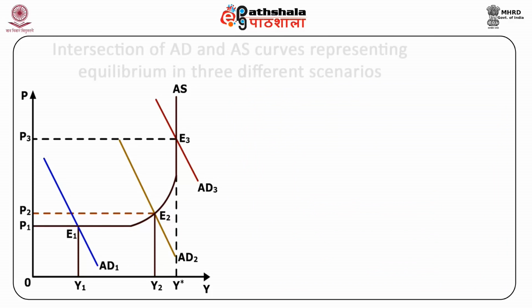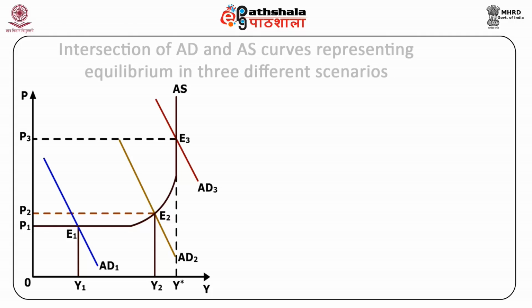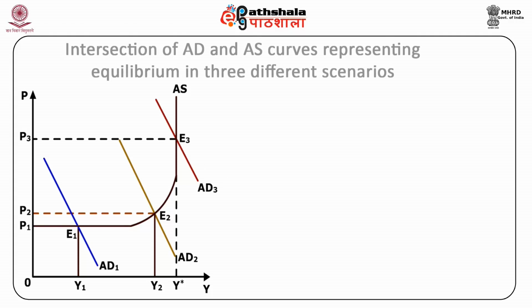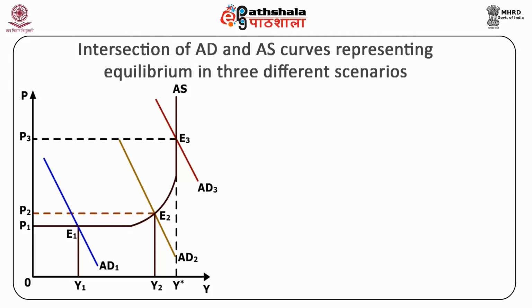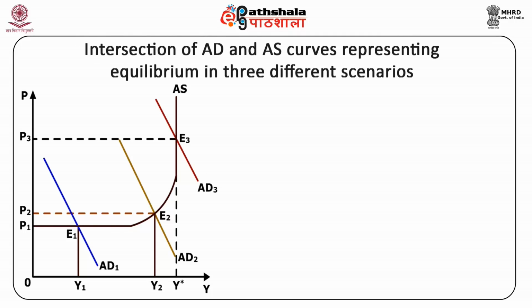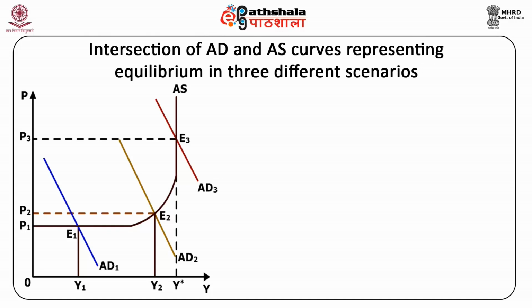Now, we will discuss the intersection of aggregate demand and aggregate supply curves representing equilibrium in three different scenarios. Output and price level in the economy will be determined by the intersection of aggregate demand and aggregate supply curves. The position of the aggregate demand curve will determine whether the economy is operating at the full employment level, below full employment, or near full employment level. In the figure, three equilibria are presented, representing the three situations.